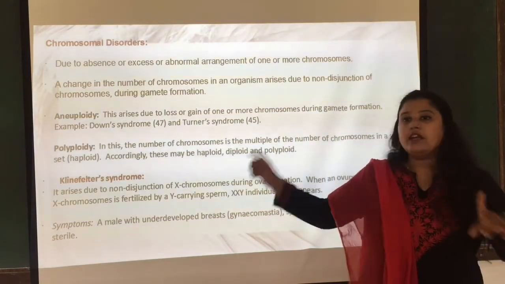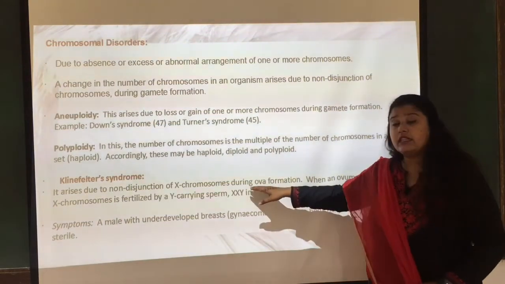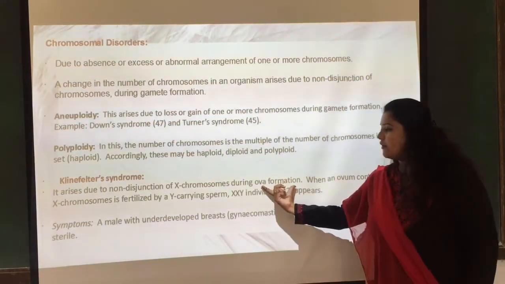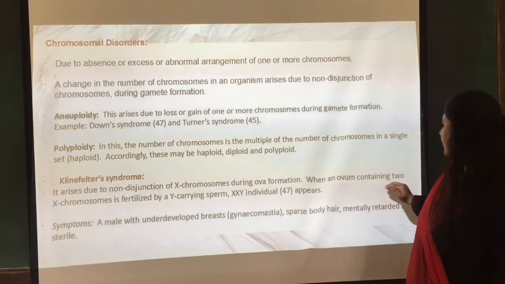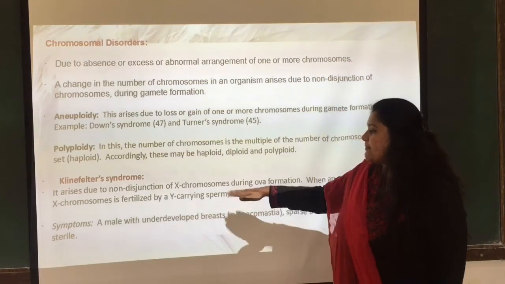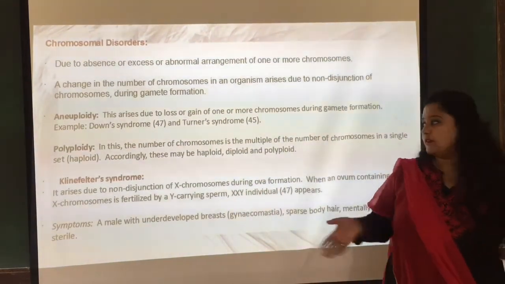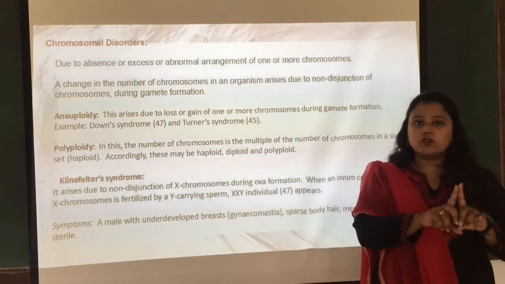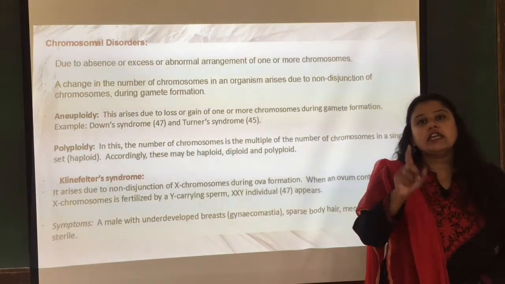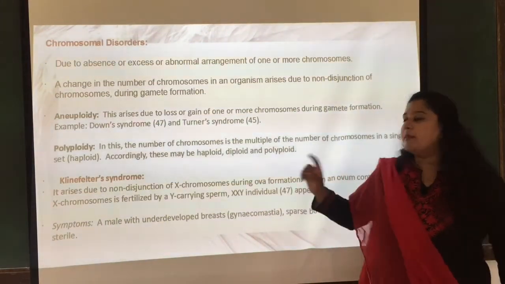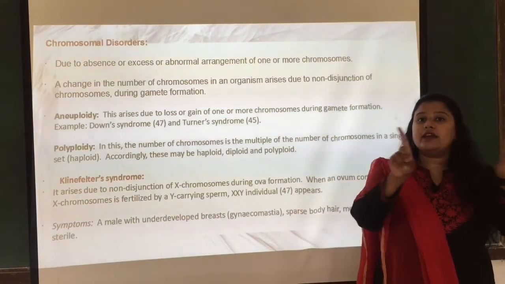Right? But here, what happens in Klinefelter syndrome? One of them is lacking. And due to this, at which time does it occur? At the time when the ova formation is taking place. When an ovum containing 2 X chromosomes is fertilized by a Y-carrying sperm, an XXY individual, that is 47, appears. Here what happens? Both the X chromosomes are coming together, right? And so this ovum is having 2 X. Instead, it should have only 1 X. But when the gamete formation has the non-disjunction, the separation of the 2 X is not taking place.